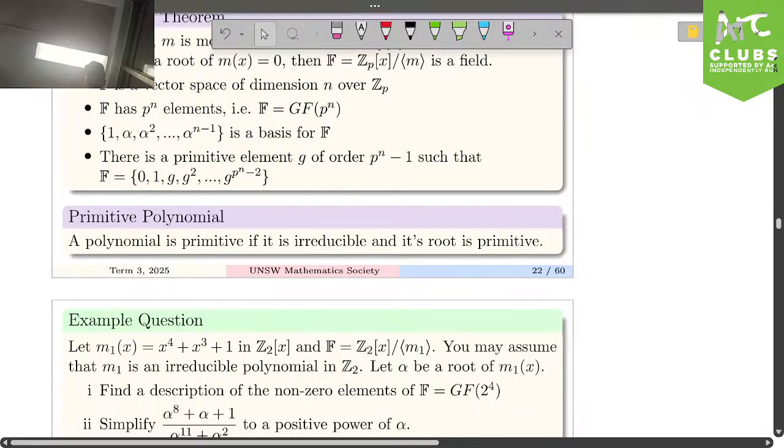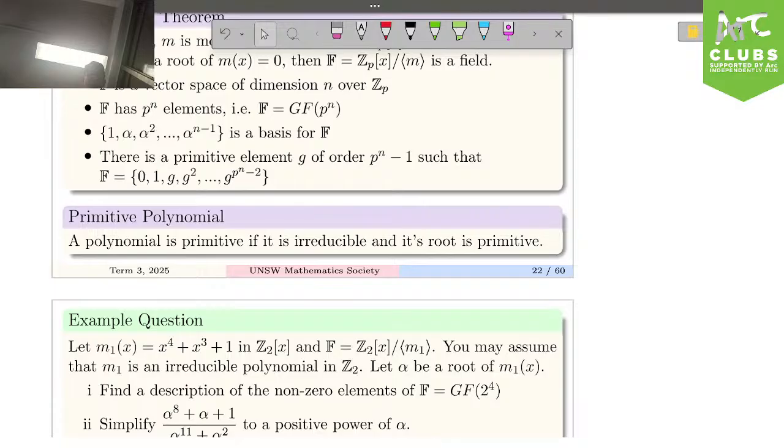Primitive polynomial. A polynomial is primitive if it is irreducible and its root is primitive. Okay, so its root has p to the n minus 1 order.